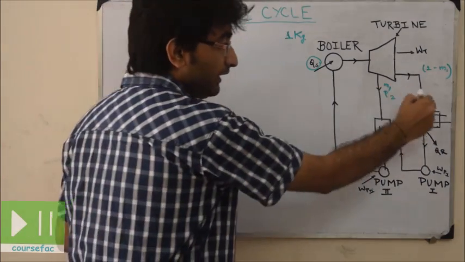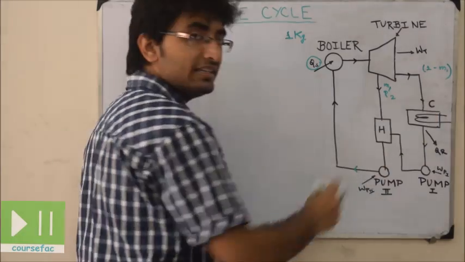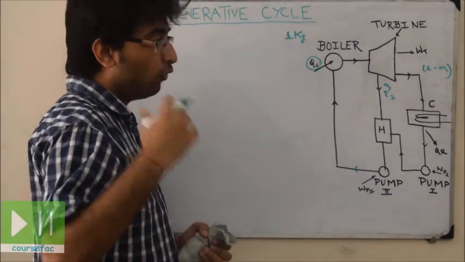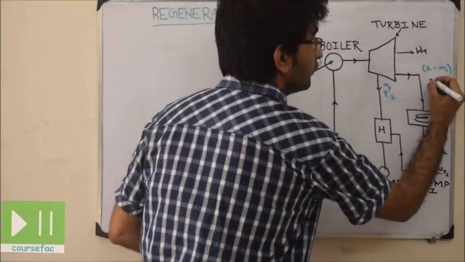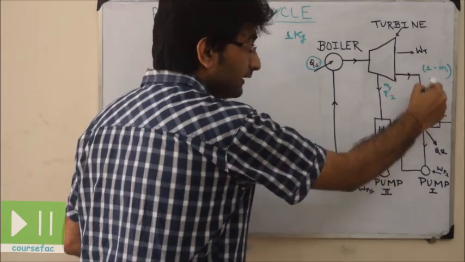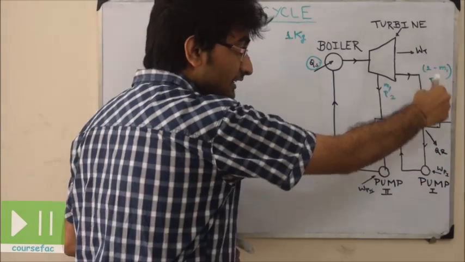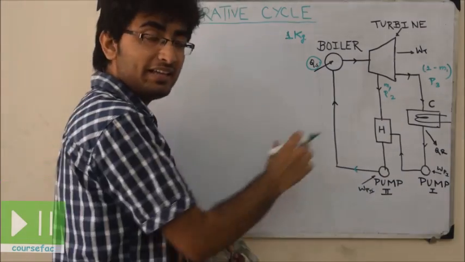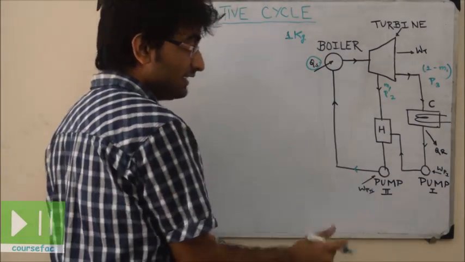amount of steam is fed to the condenser, and in the condenser there is a phase change of the steam, that is, steam gets converted to water at a constant pressure of P3. Now after the phase change, the water is being pumped to H. This H is the heat exchanger. Heat exchange takes place here.